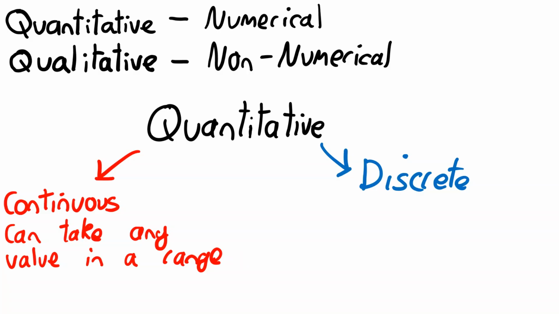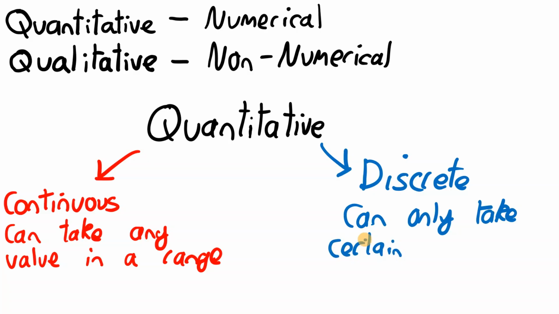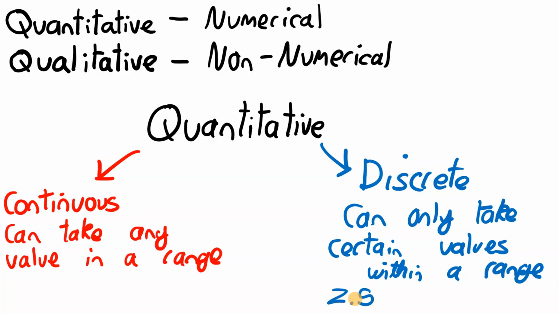However, if you look at something like discrete data, this can only take certain values within a range. So, for example, if you think of the number of children a family can have, it can only be whole numbers. It cannot be a decimal. You cannot have 2.5 children, for example. This is discrete data because within a range, it can only take certain numbers. Discrete data is normally only whole numbers, but not always.